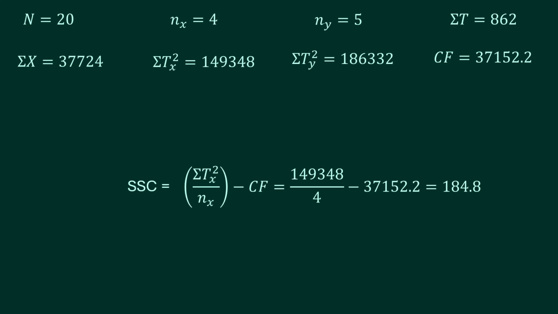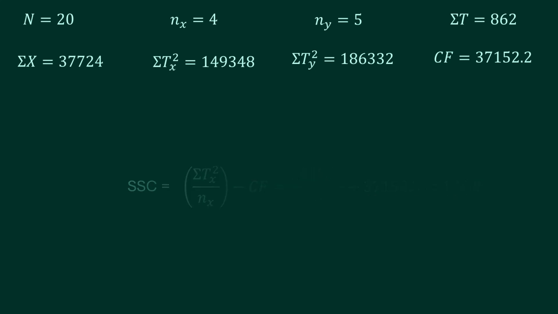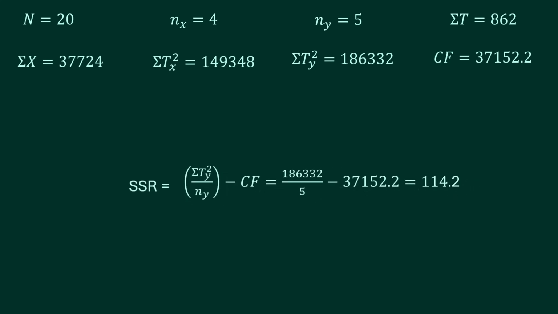Calculate sum of squares of row values, SSR. SSR equal to sigma ty squared divided by ny minus correction factor, 1,86,332 divided by 5 minus 37,152.2. On simplifying, we get 114.2.